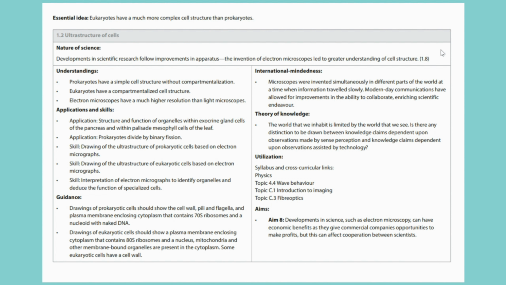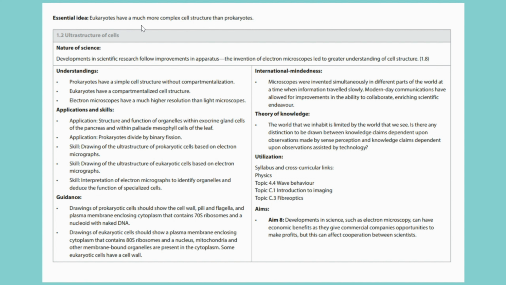Once again, it will be a very good idea for you to download the IB subject guides for any particular subject and have a look at what a particular chapter needs and wants of you, and the breakdowns of the different units within that chapter itself. For unit 1.2 of chapter 1, we will be exploring the essential idea that eukaryotes have a much more complex cell structure than prokaryotes.